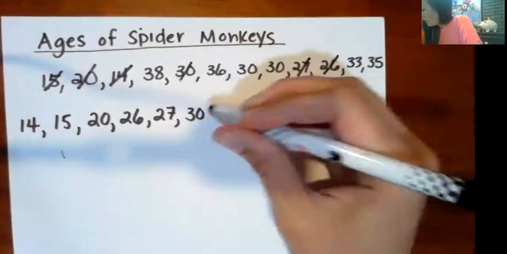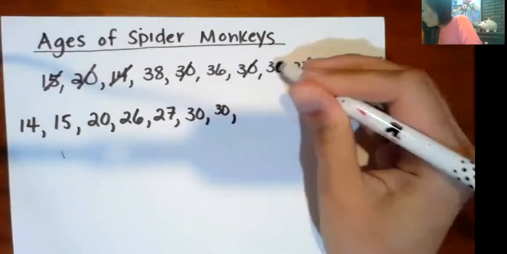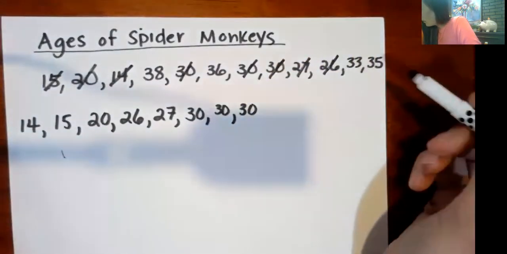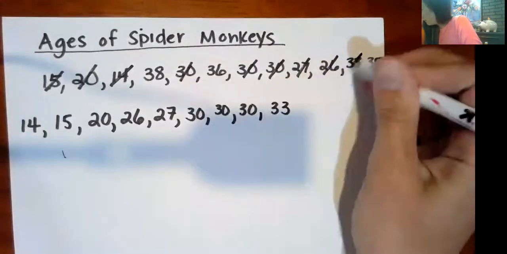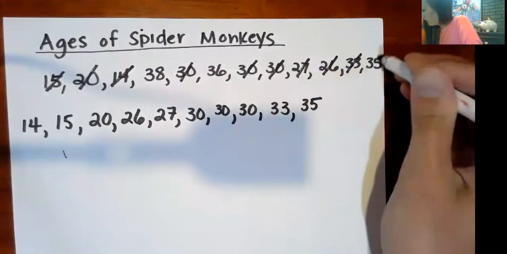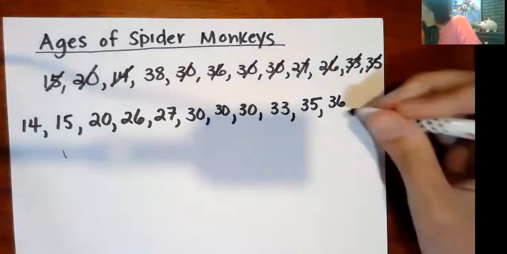So we have a 30, we have another 30, we have a third 30. So that would definitely be the mode, it would seem so far. And then we have a 33, a 35. I'm also doing this in marker. It's risky here, taking a risk.